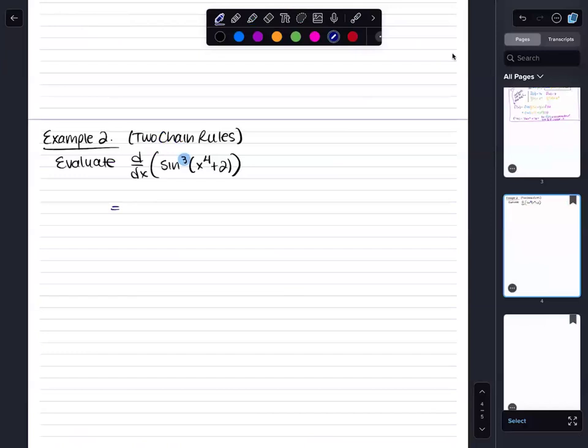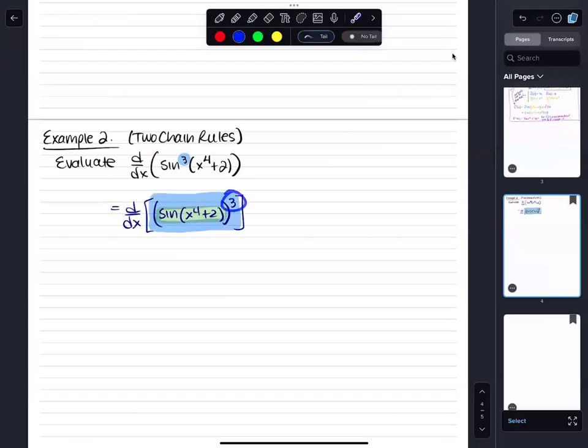I can rewrite this as d/dx of sine of whatever is input in that sine, raised to the 3rd power. And when you have an expression raised to a power, it's as if that expression is being operated on by that power, in this case, the cube. So yes, we're going to need a chain rule to evaluate that, but I'm not worried about it right now, because at first I'm going to write down my outer function and my inner function.